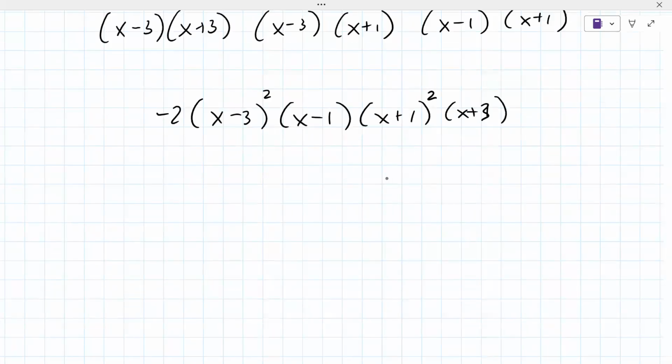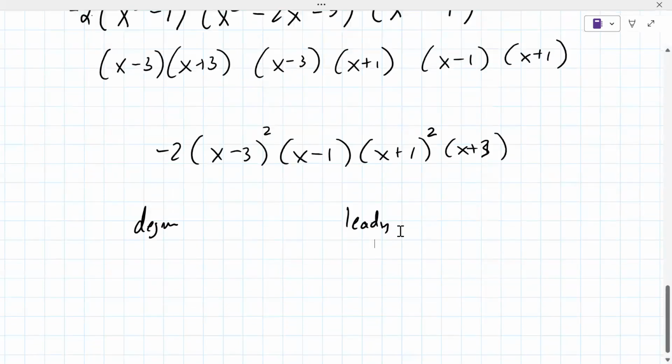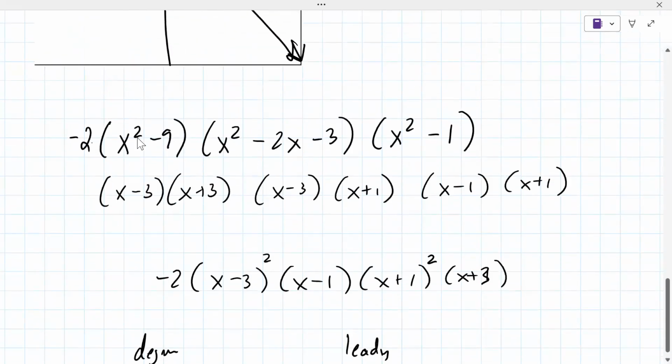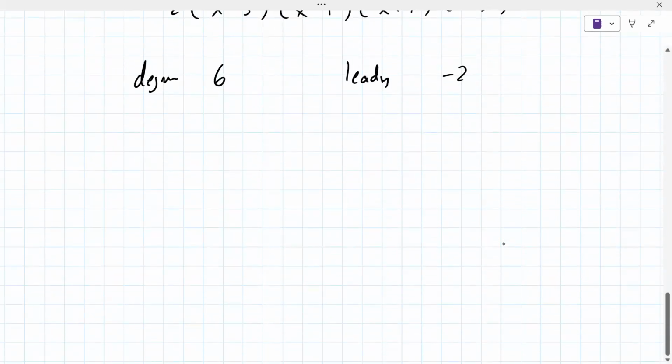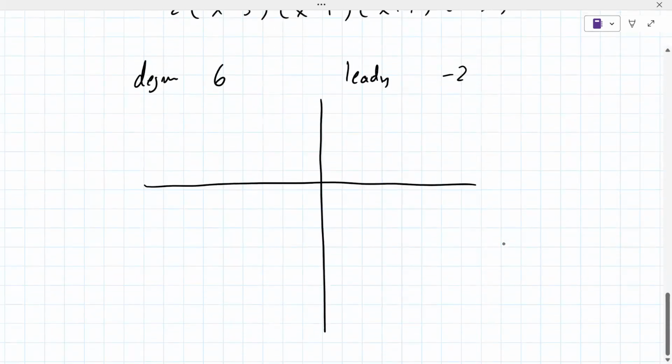Right. So what is the degree and what is the leading coefficient? The degree is 8, and it's not eight, it's six. You add them. There's six of these. And then the leading coefficient would be -2. Okay, so this one starts low and ends low.